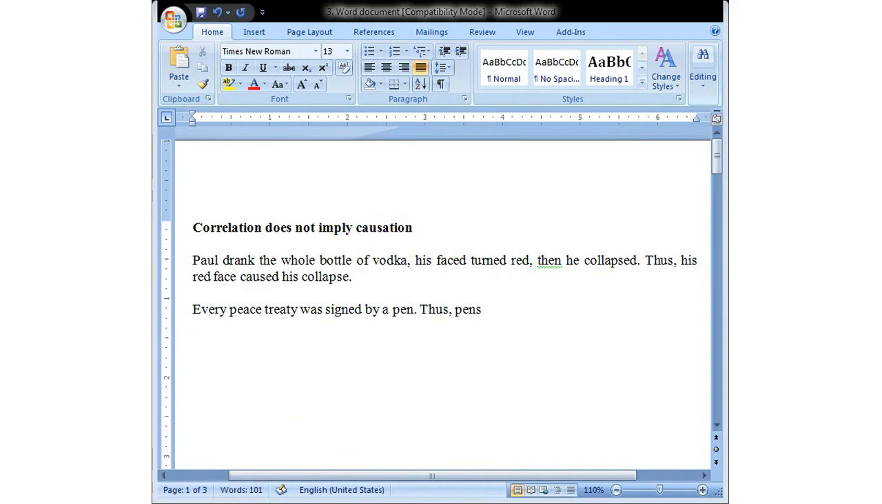Thus, pens are the leading cause of peace. Right? It's true. Every time you've seen a peace treaty, there was a pen involved, right? Thus, pens are the leading cause of peace. Doesn't matter that these things came before, they're not the actual cause of the peace. The peace was caused by something else.